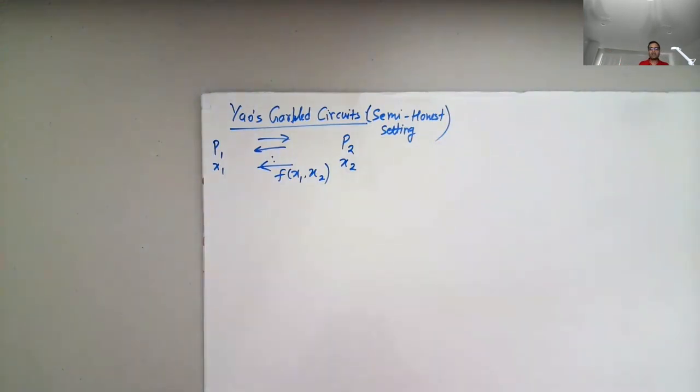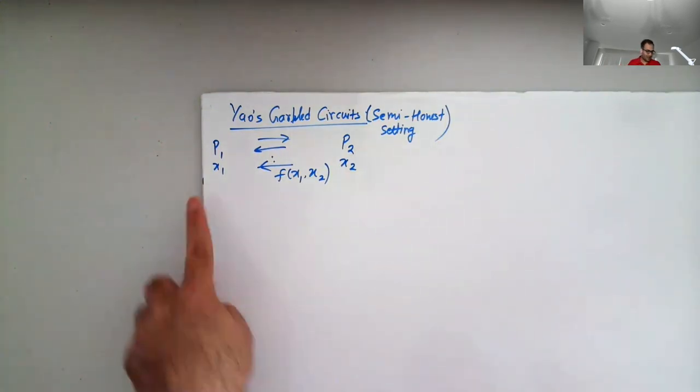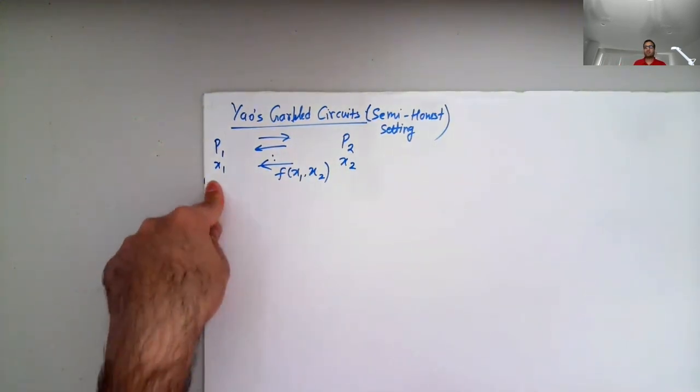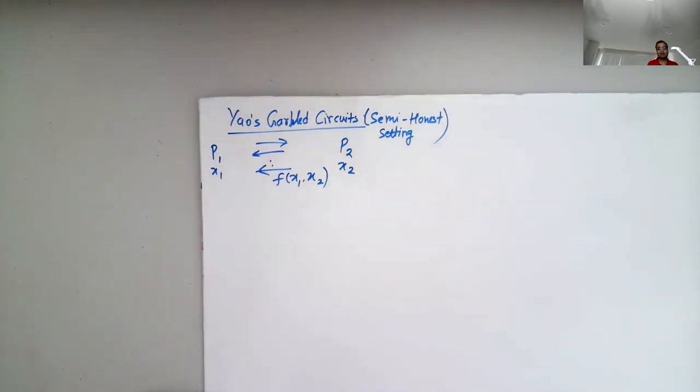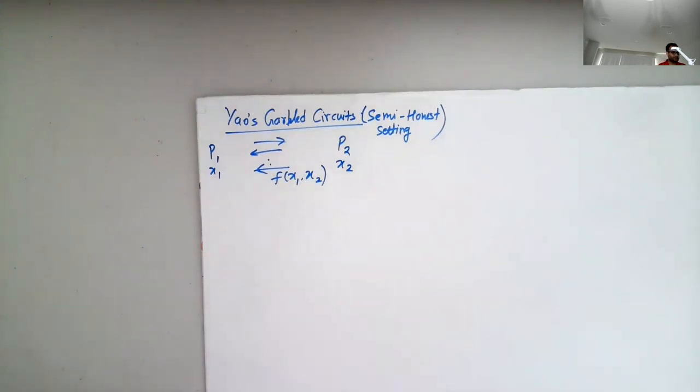So how can P2 evaluate or execute the circuit without learning X1? Maybe what we need to do is execute the circuit in an encrypted way or in a garbled way, right? So that's where the name garbled circuit comes from, okay?